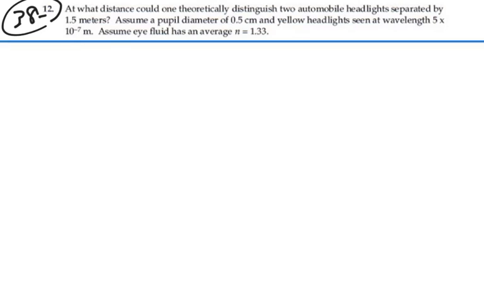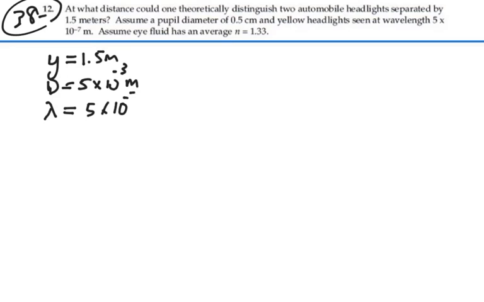So we have a distance between the headlights, let's call it y, 1.5 meters. We have a pupil diameter of 0.5 centimeters, so that's going to be 5 times 10 to the minus 3 meters. We have a wavelength of light of 5 times 10 to the minus 7 meters, and an index of refraction in our eye of 1.33.